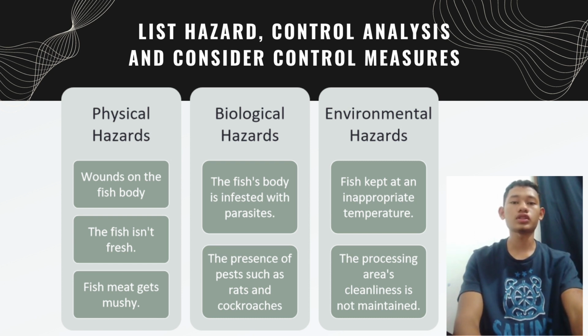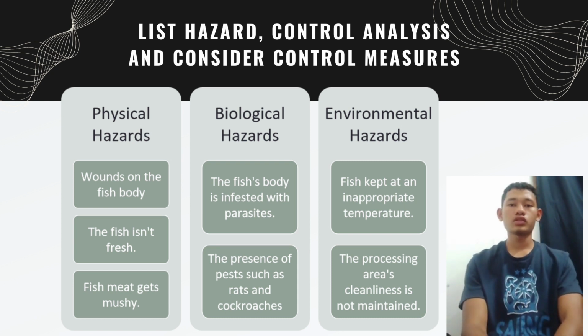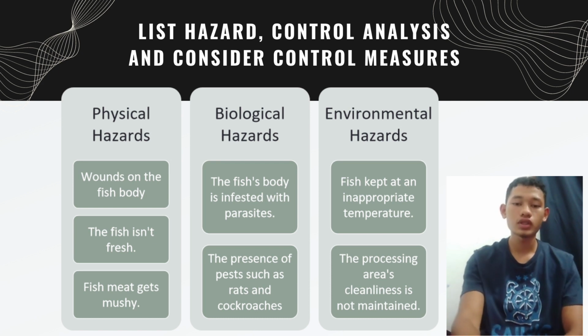Next, environmental hazard is like fish kept at an inappropriate temperature and the processing area's cleanliness not being maintained. So the environment where fillet fish is processed must always be clean before and after the process is done, so that the cleanliness and safety of the raw material is maintained.